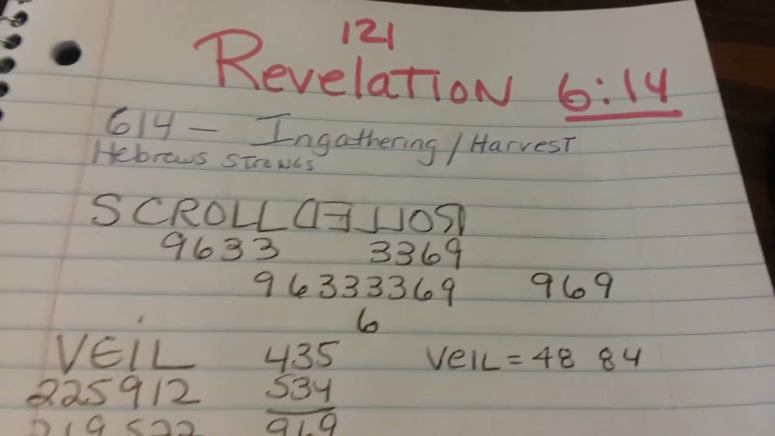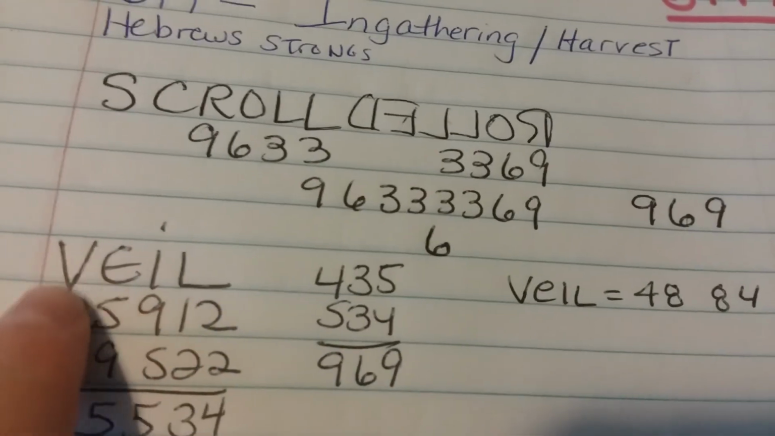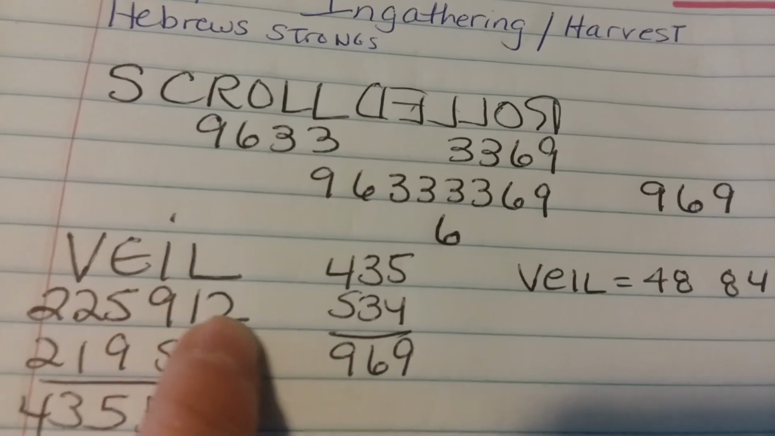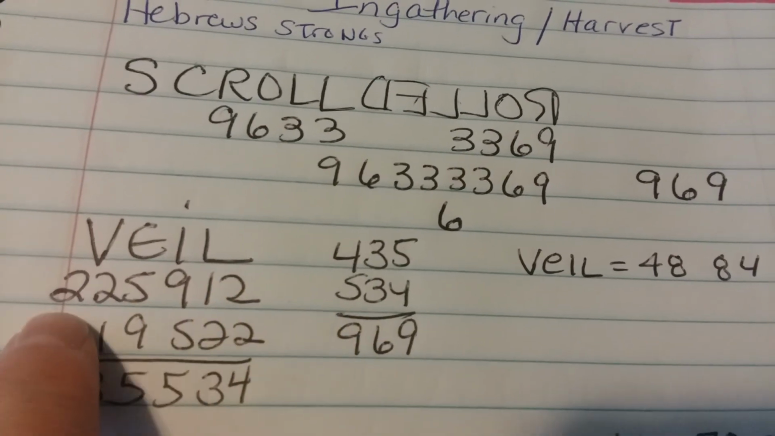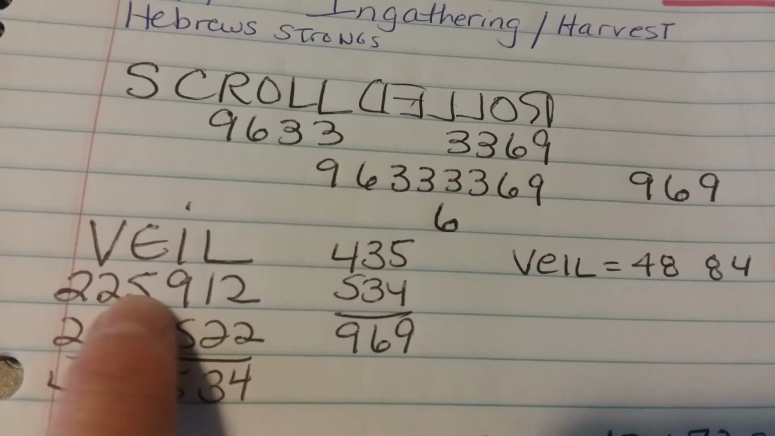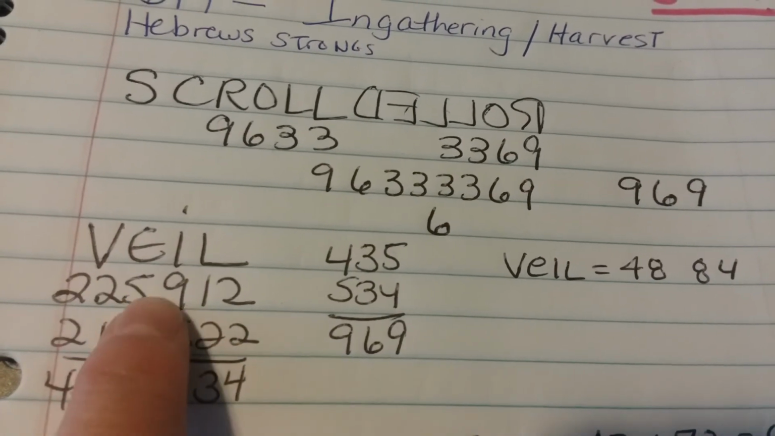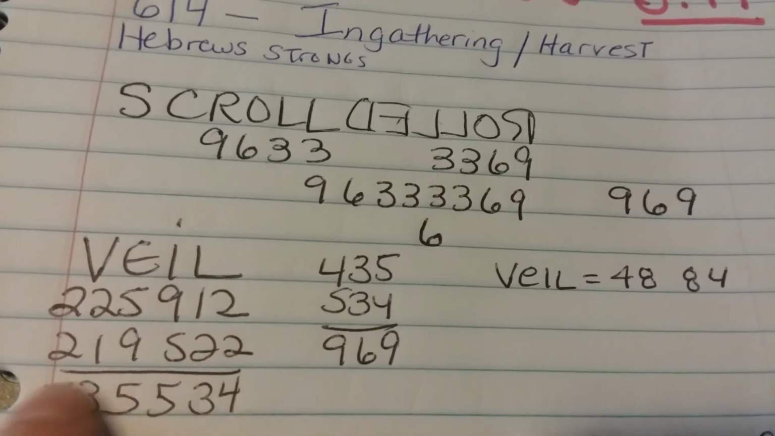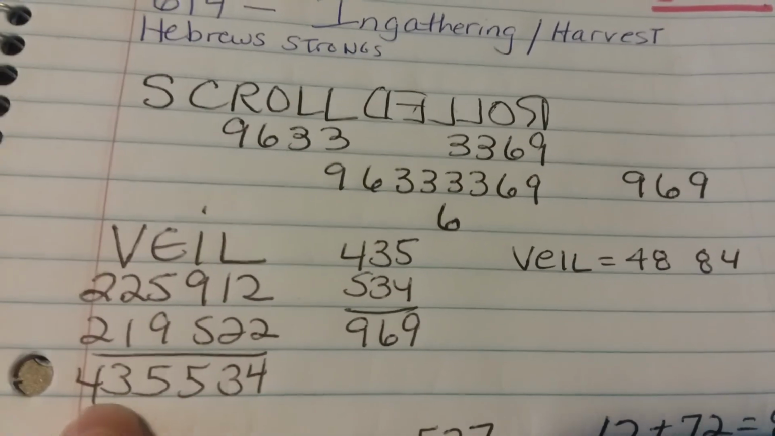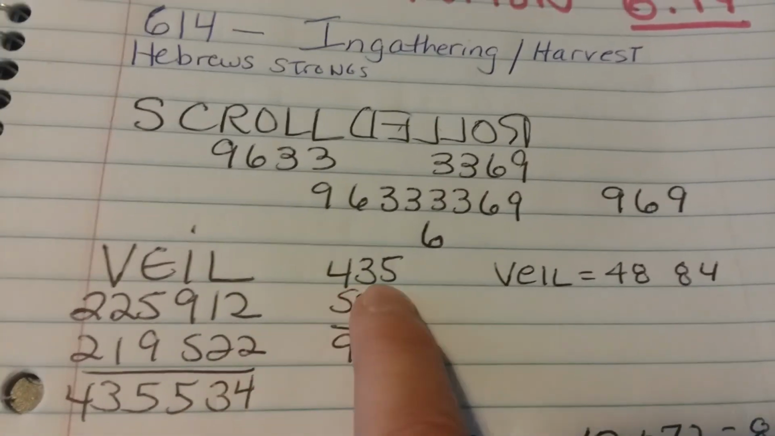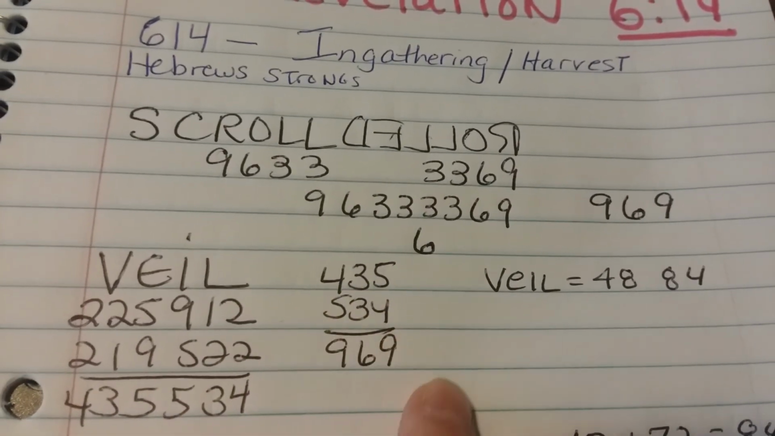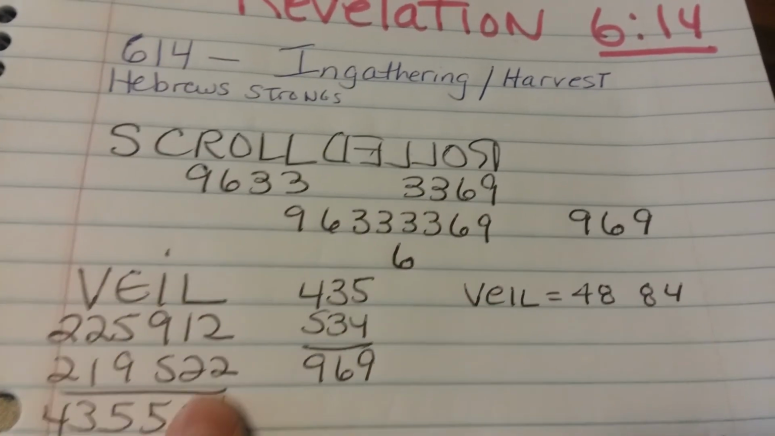If you take the word veil, V is the 22nd letter, E is the 5th, I is the 9th, L is the 12th. Take all those numbers, add to its reverse, not carrying the number over. 2 plus 2 is 4, 1 plus 2 is 3, 9 plus 5 is 14, 1 plus 4 is 5. Do that all the way across. You're going to get 435, 534. And 435 plus 534 is 969. So that's to do the two sides of the veil.